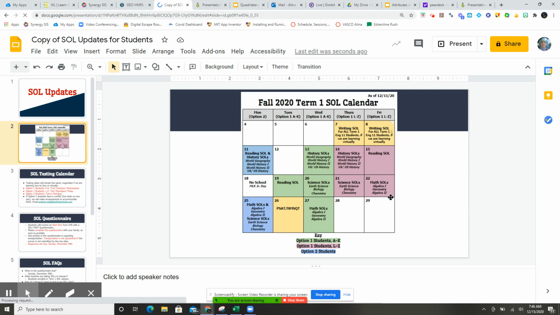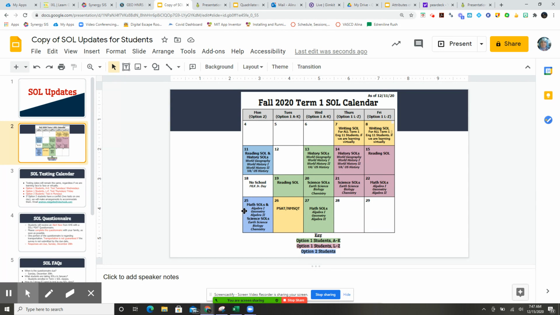So the first math SOL is going to be on the 22nd. So anybody who has to take a math SOL and is an option 1 student. So my option 1 students were the students that I saw face-to-face on Thursdays and Fridays. Okay, so your last names are L through Z, and you came to school for a handful of days way back in October. Okay, your SOL day is the 22nd for math, for geometry. So if you're a 9th grader and you came to school in October and your last name is L through Z, your test day is the 22nd.